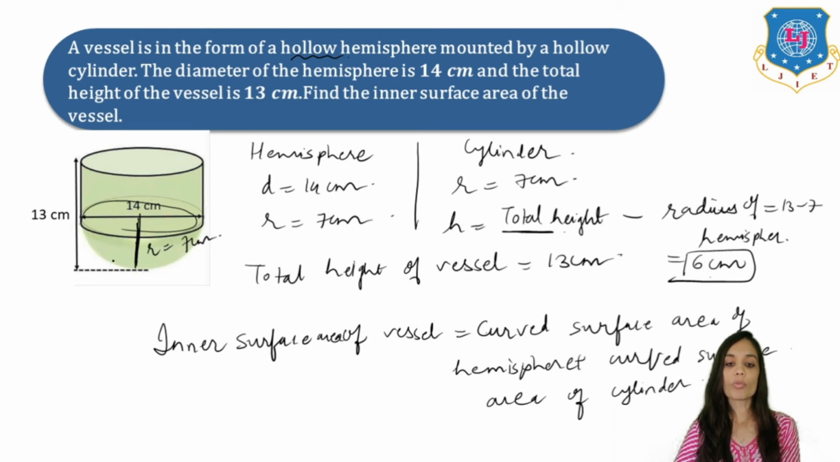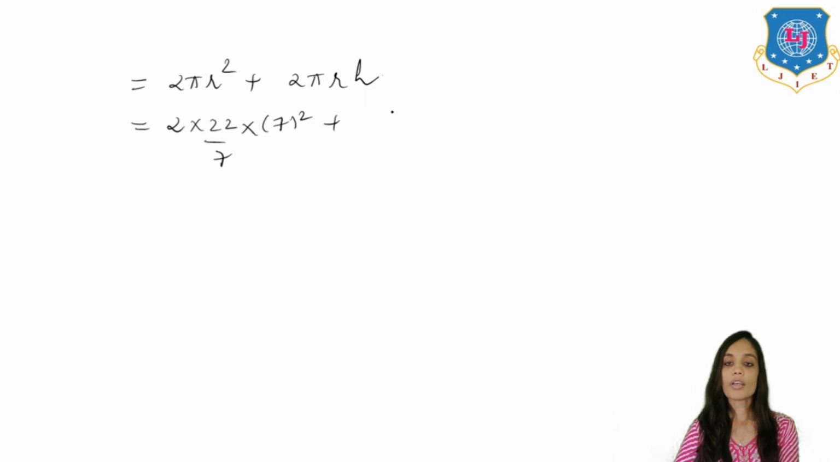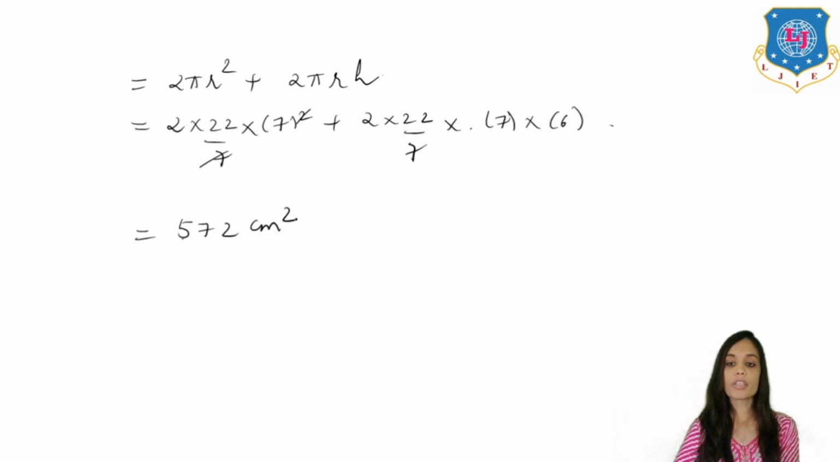Right, now we know the formula for the curved surface area of a hemisphere, that is 2 pi r square, and the curved surface area of a cylinder is 2 pi r h. Now we know r is 7 and h is 6. So let us put in all the values, and we will take pi as 22 by 7. So here it is 2 pi r square, 7 square, plus 2 into 22 by 7 into r, which is 7, into h, which is 6. Now if I evaluate this, the 7s will get cancelled out, and the total surface area of the whole vessel will be 572 centimeter square.